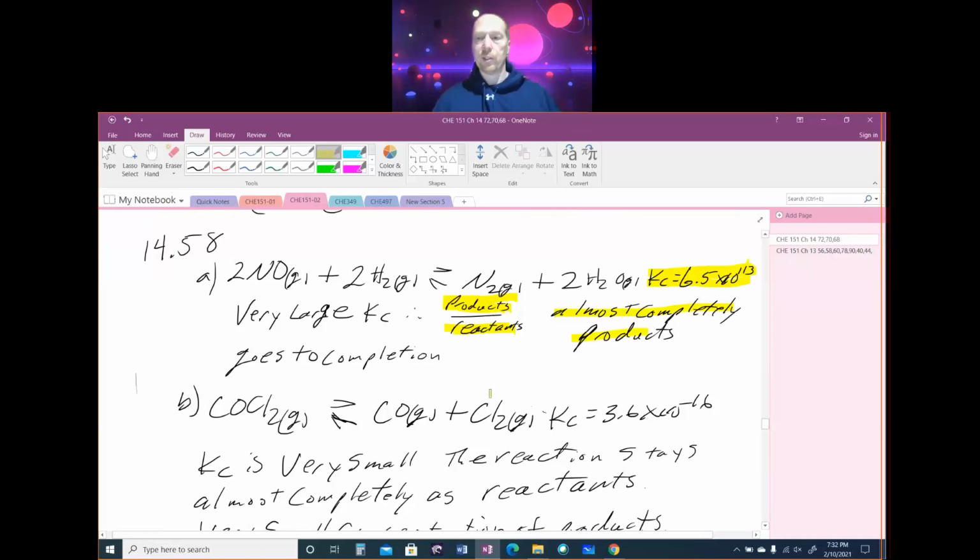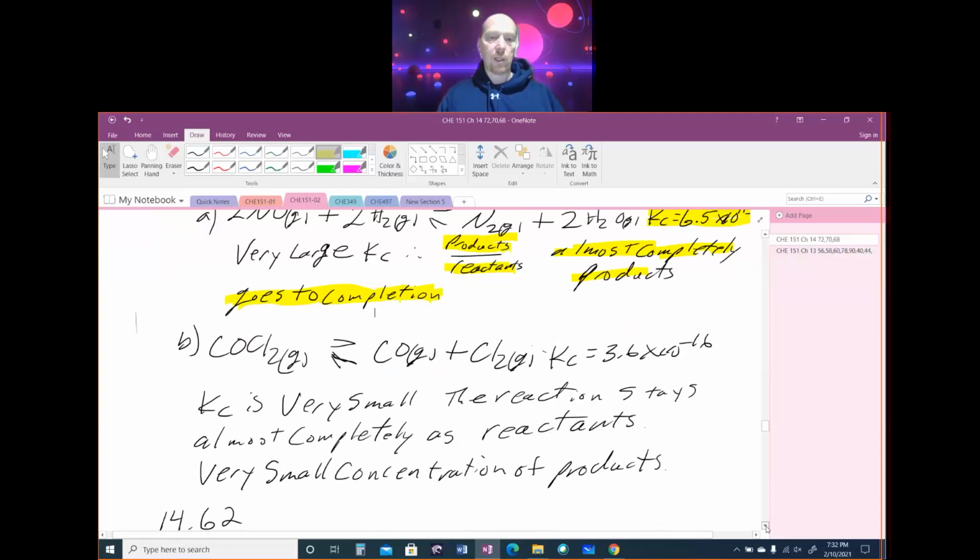Of course, you can't have a zero. It's going to be an extremely tiny number, but it is so small, it is essentially zero. It is all products, very, very, very few reactants. So we say something that has a large K value, we say that that reaction goes to completion, right? Again, it can't be zero, but a very, very tiny number of reactants left.